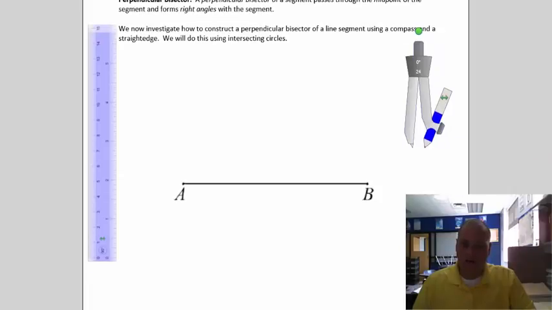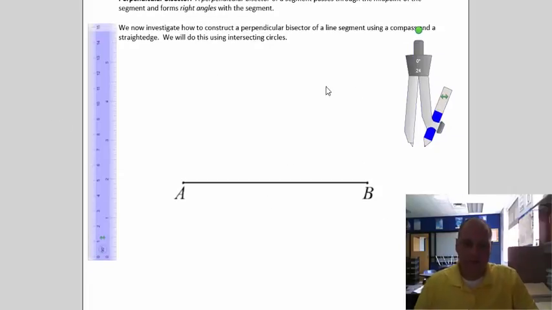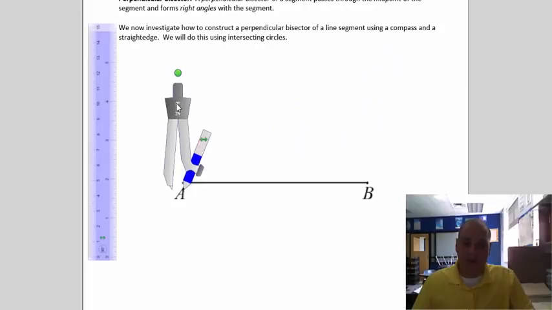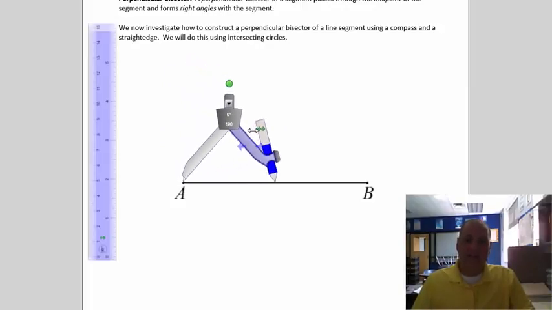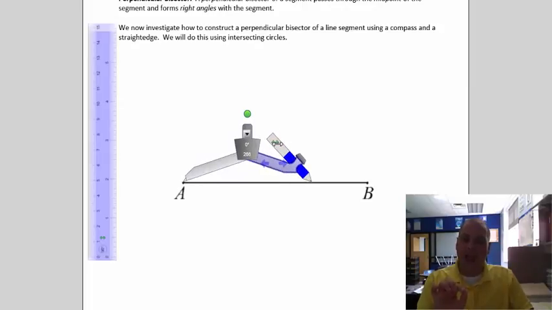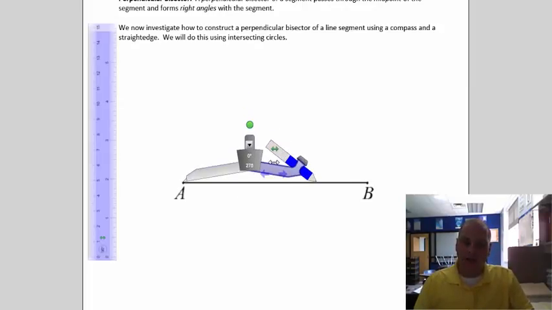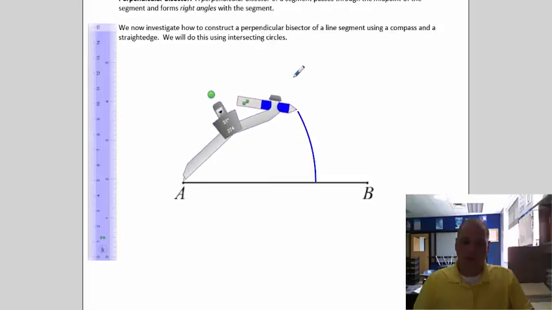So now we're going to investigate that. We're going to do this construction here. So we're given a line segment, AB, and we want to do the perpendicular bisector. Very, very simple. Put your compass on A, compass point on A. Open up your compass. Now here's the thing. It's got to be more than halfway. More than half. As long as it's more than halfway from A to B, you're fine. Okay? So now that is more than halfway.